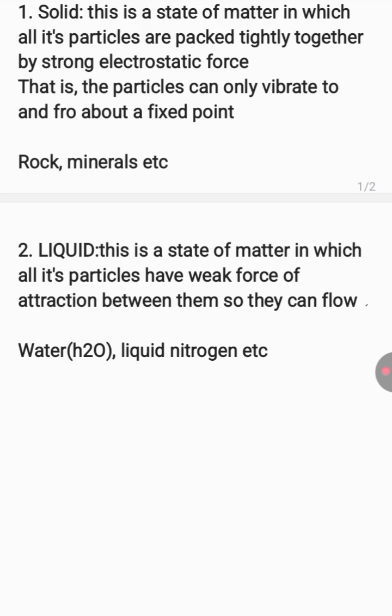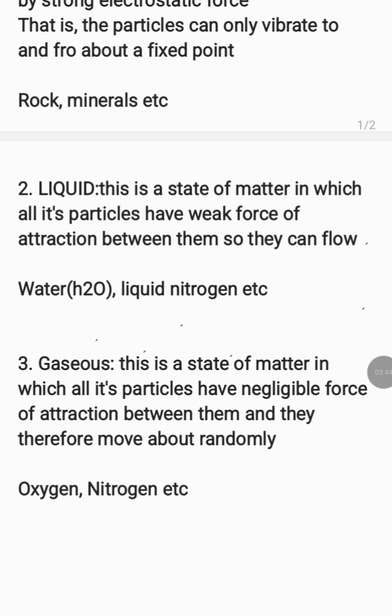The third state of matter is the gaseous state. The gaseous state of matter is a state of matter in which all its particles have negligible force of attraction between them and they therefore move around randomly. The force of attraction between gaseous particles is negligible or non-existent, therefore they move about randomly. Examples of gaseous state of matter are oxygen, nitrogen, etc.